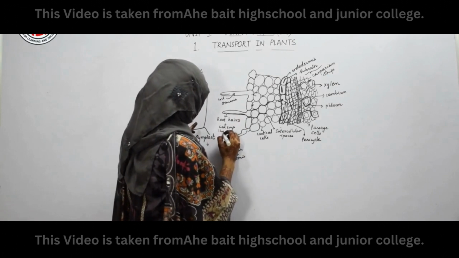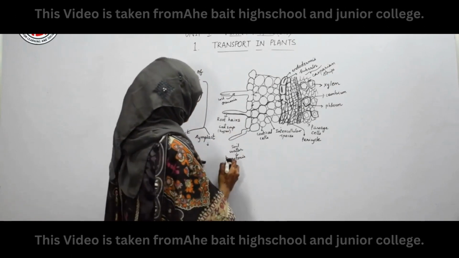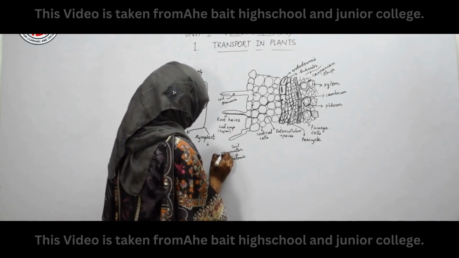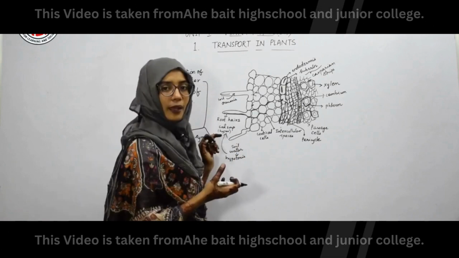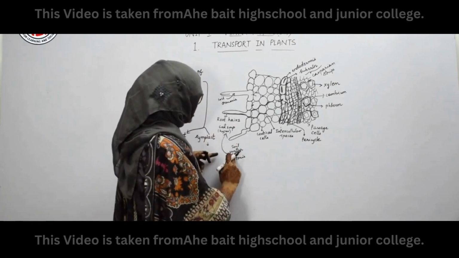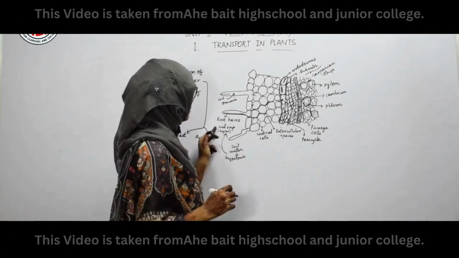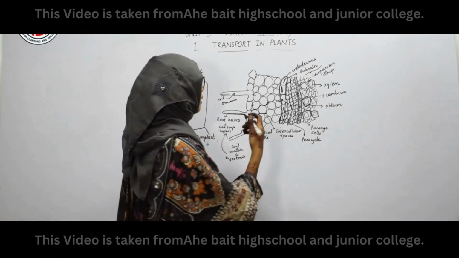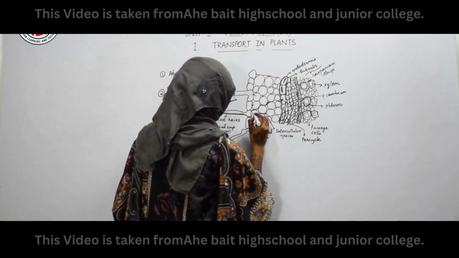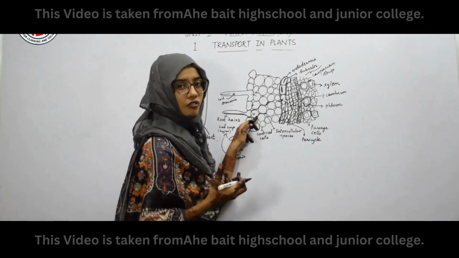So the cell sap is hypertonic and the water which is present in the soil is hypotonic, and the water moves from hypotonic to hypertonic. So in this way the cell sap absorbs the water present in the soil. Then the water which is absorbed by the cell sap is less concentrated when compared to the cells present in the cortex. So these cells show higher concentration.